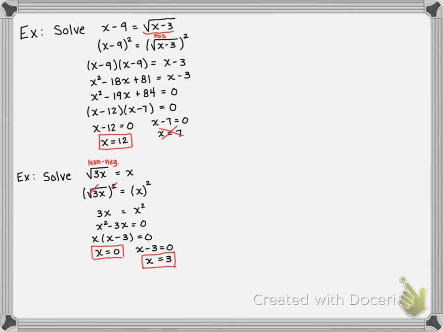Okay, so before I have you start on your homework, I want to do one more example where we have a coefficient on our radical, just so we can see what happens in that case. So let's solve 2 times the square root of x minus 1 equals x minus 1.